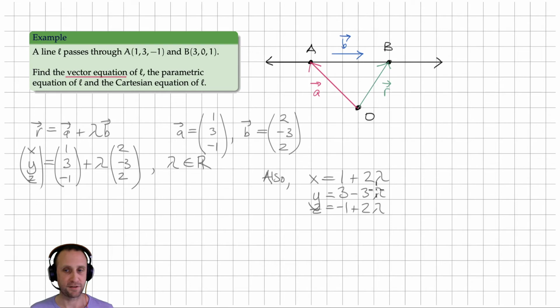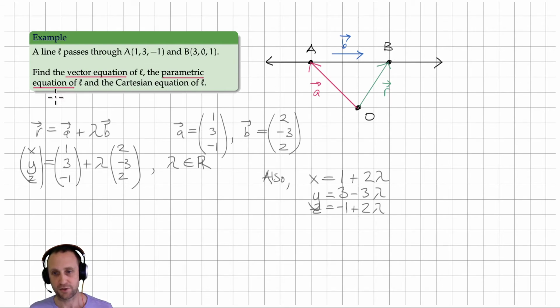And if you hadn't told anyone what lambda was, it would be a good idea to say that lambda is a real number. Again, you want to be clear about everything. You don't want people to be wondering, well, what are you talking about there? And those are the parametric equations.